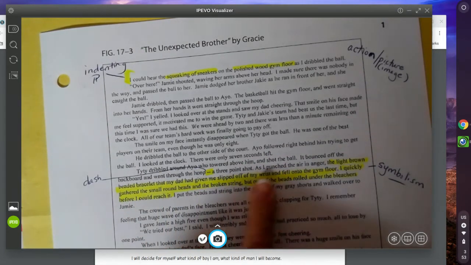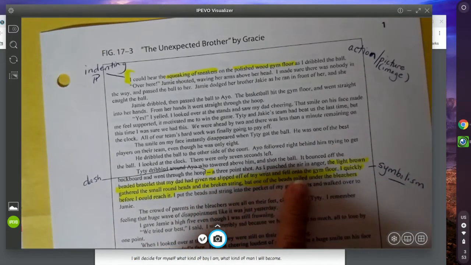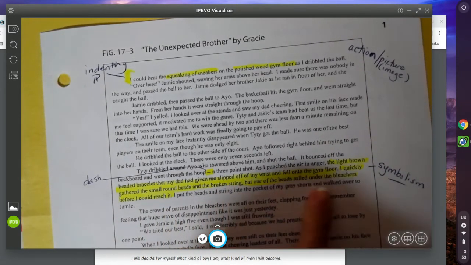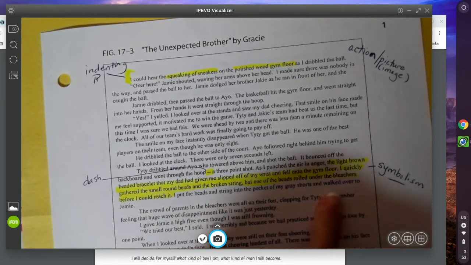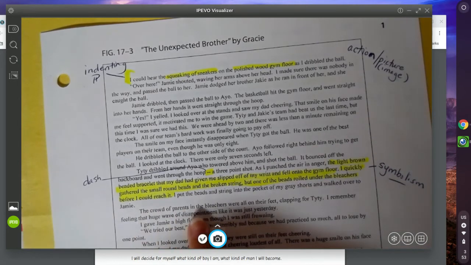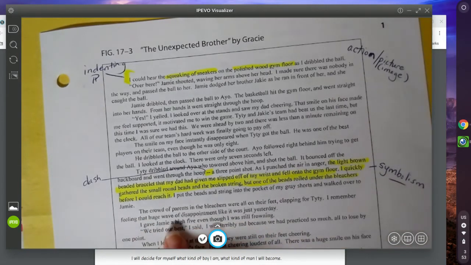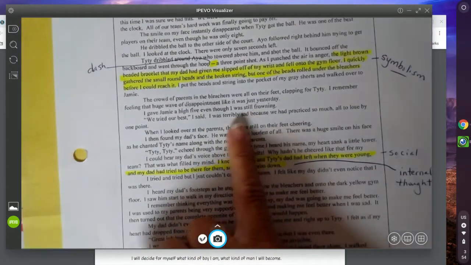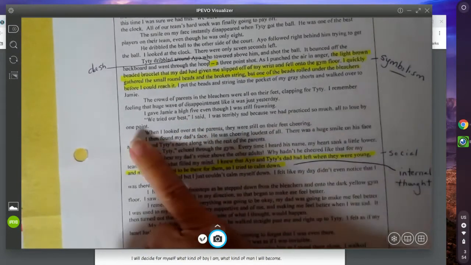A three-point shot. As I punched the air in anger, the light brown beaded bracelet that my dad had given me slipped off of my wrist and fell onto the gym floor. I quickly gathered the small round beads and the broken string, but one of the beads rolled under the bleachers before I could reach it. I put the beads and the string into the pocket of my gray shorts and walked over to Jamie. The crowd of parents in the bleachers were all on their feet, clapping for Tidy. I remember feeling that huge wave of disappointment, like it was just yesterday. I gave Jamie a high five, even though I was still frowning. "We tried our best," I said. I was terribly sad because we had practiced so much, all to lose by 1 point.